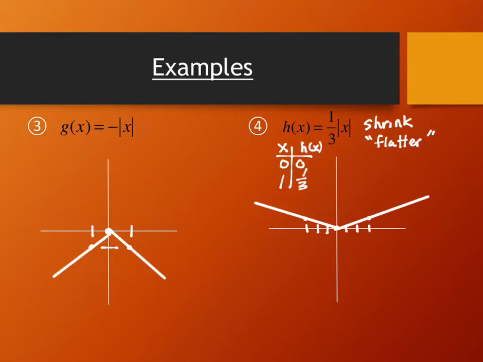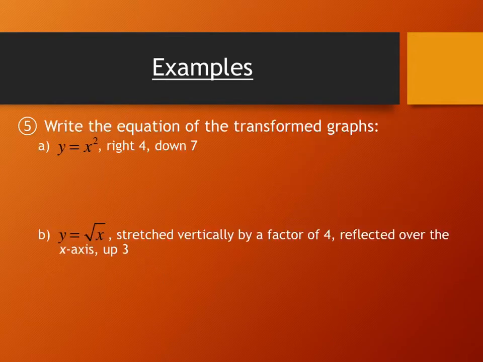All right, not only are we going to take equations and graph them, you're also going to be given verbal descriptions and asked to write an equation. So here's an example of that. You're going to write an equation of the graph that does this. It's the graph of y equals x squared. But it wants you to move it right 4 and down 7.